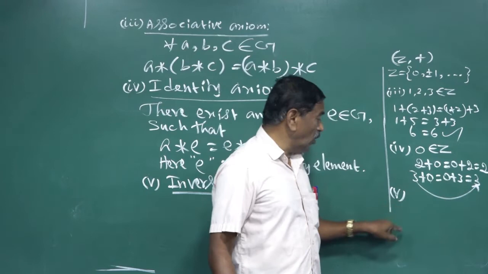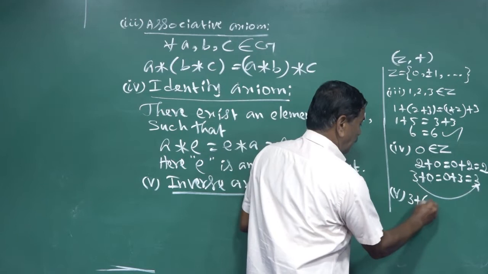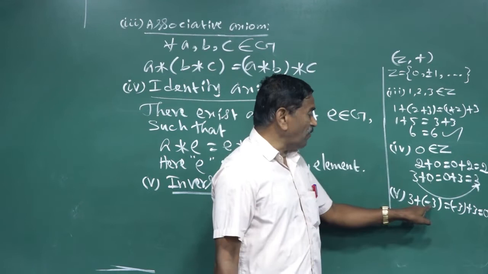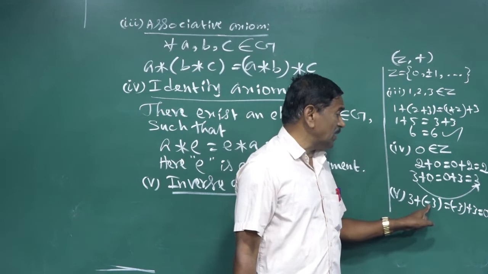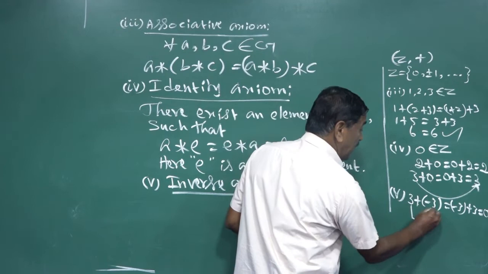Now, the inverse topic gives the identity answer. That is a technique. Inverse topic gives identity answer. For example, 3 plus minus 3 is equal to minus 3 plus 3, which is equal to 0, because plus 3 and minus 3 cancel, so your answer is 0. Therefore, the additive inverse of 3 is minus 3.